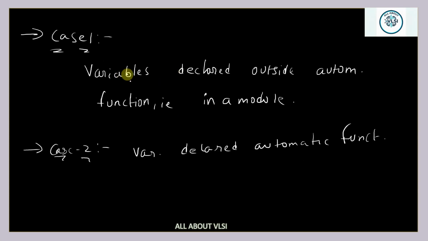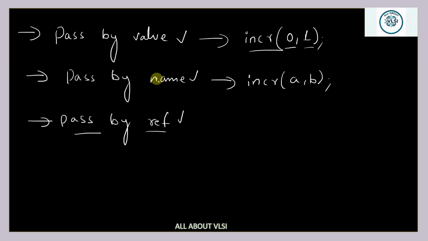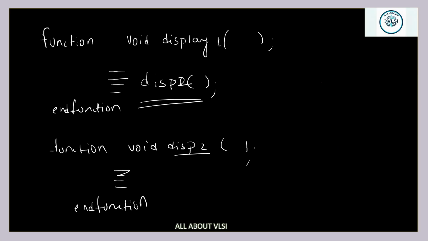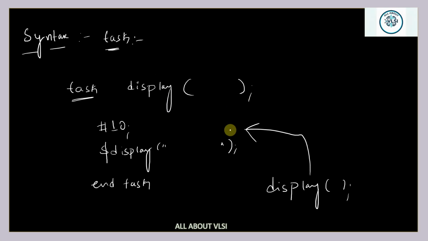And the case of variables declared outside the automatic function: whatever we have discussed for automatic functions will be applicable to your automatic tasks also. We also have pass by value, pass by name, and pass by reference for our tasks. Whatever examples we have taken for functions, we can take for tasks also. Everything will be the same except the return data type and the delay.